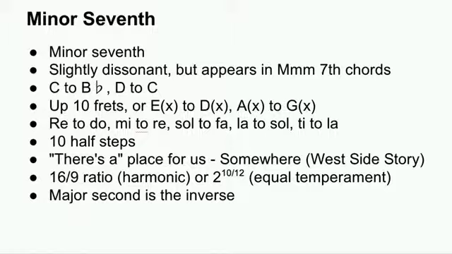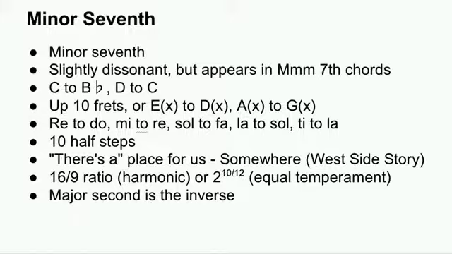The next interval is a minor 7th. We've talked about its inverse already. Again, it's slightly dissonant, just like the major second is. But you hear it in dominant seventh chords, so major, minor, minor seventh chords have a minor seventh in them. C up to B flat or D up to C on the piano would be examples of a minor seventh.